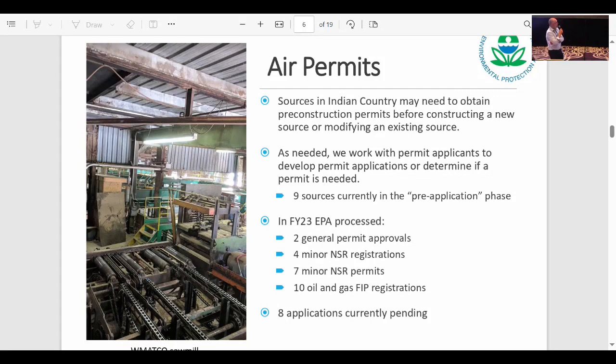There's an acronym NSR up there, that's new source review. Again, that is the pre-construction permit, the permit a source needs to get before it's allowed to construct. We have 4 minor NSR pre-construction registrations. We also issued 4 permits for minor sources. A minor source is determined by a threshold of how much emissions there are. If it's below a certain threshold, it's considered minor, which is an easier permit to issue. If it's over a certain threshold, it's considered major, and that threshold depends on the attainment status of the area. We also have a special federal implementation plan. That's what FIP is.